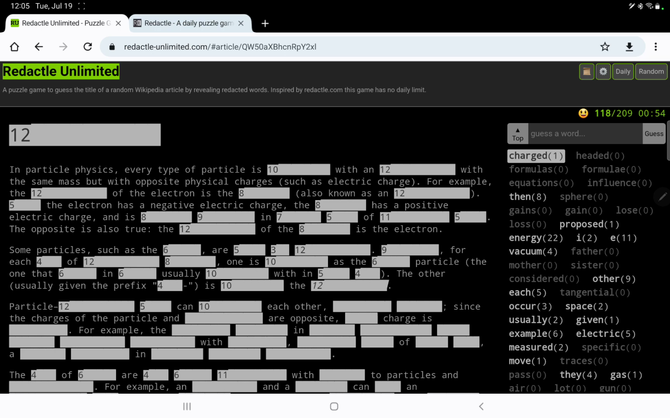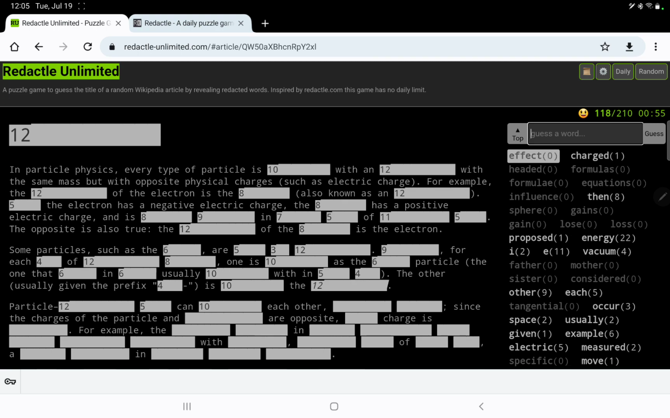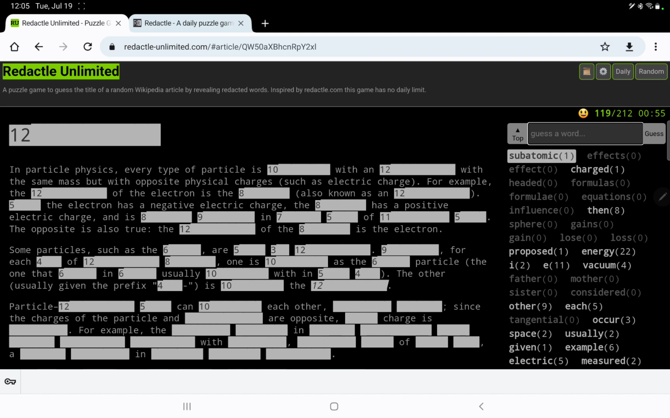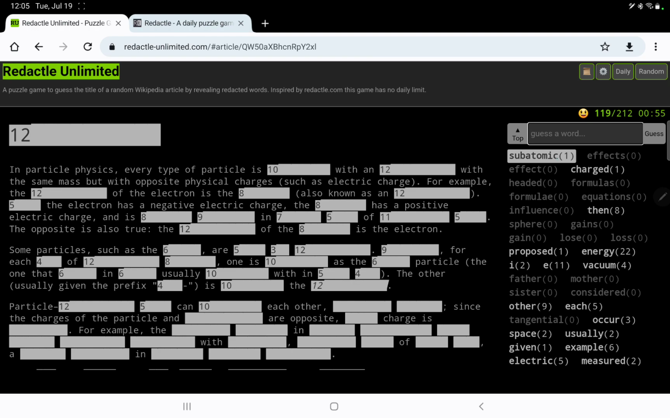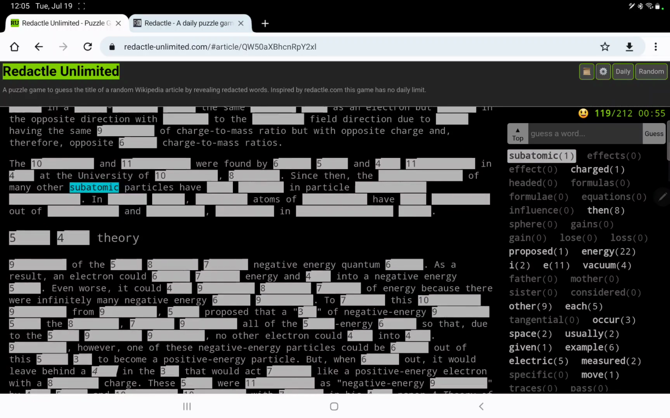Okay, I did a Google. I saw a couple of words that I think might be in the article that I should have tried. So I haven't seen the actual answer yet. I'm just going to try effect. No, effects. I saw something about quantum effects. No, not that. And then I saw subatomic. So we only have one of those. Well, so much for Googling. Let me try again.